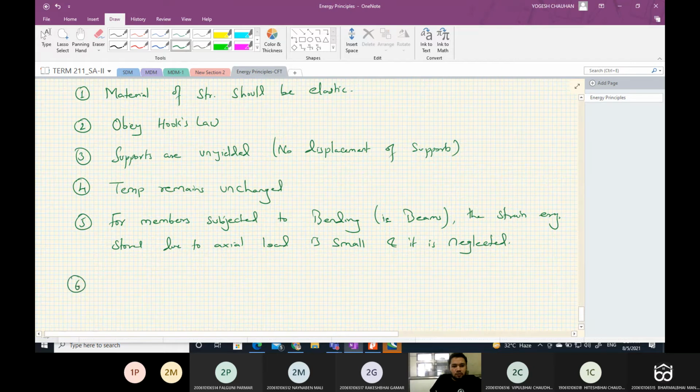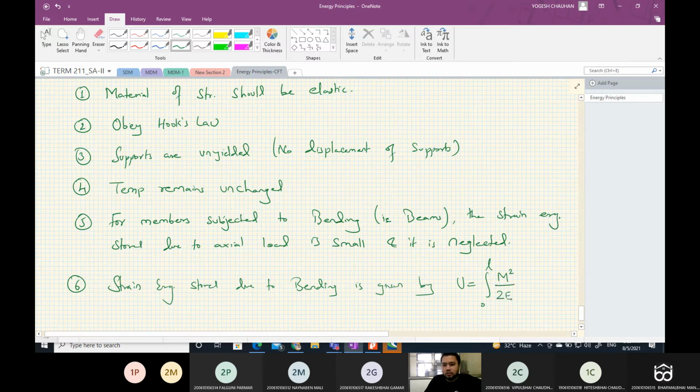Then number 6, the strain energy stored due to bending is given by U is equal to the integration from 0 to L of M squared by 2EI dx.